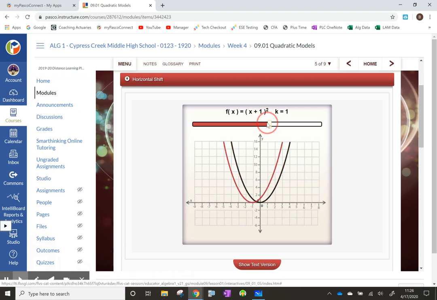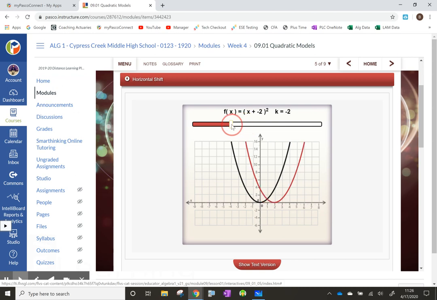But if I do plus 1, you see where the black line was? The black line, the line right here in the middle, that's where it starts. But the red line is moving it. So when I do plus 1, it moves it to the left 1. If I do plus 2, it's moving to the left 2. If I do plus 3, it's moving to the left 3. Of course, subtracting 1 would move it to the right 1.